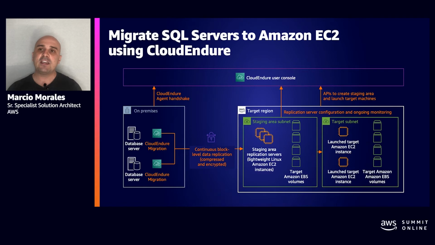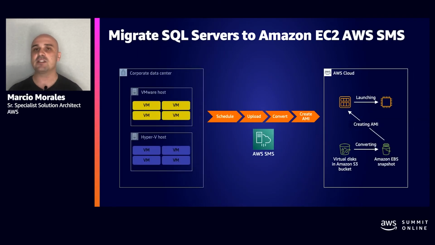Now, let's say you still want to use a block-level replication solution, but you cannot have an agent-based solution. So you can use SMS, AWS Server Migration Service. With SMS, from the AWS Console, you are going to download a virtual appliance and install this virtual appliance on your on-premise hypervisor, let's say VMware or Hyper-V. The appliance establishes an HTTPS connection with the AWS Console, and from there you can select which virtual machine running on-premise you want to start the replication.